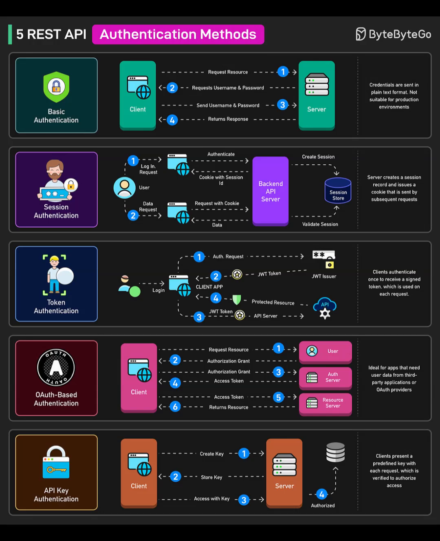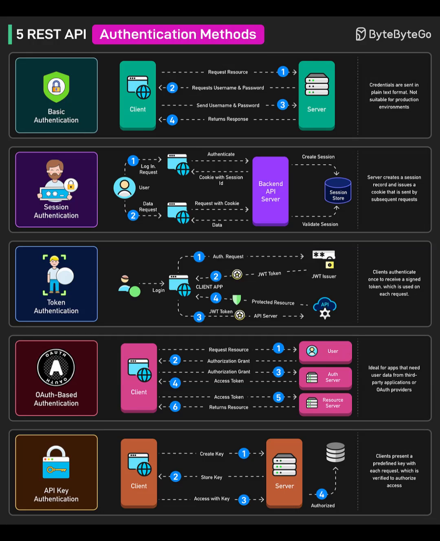Token authentication, JWT. The third method is token-based authentication, often implemented with JSON web tokens or JWTs. After the user logs in once, an authentication server issues a signed token that encodes user identity and claims, and the client stores that token securely.